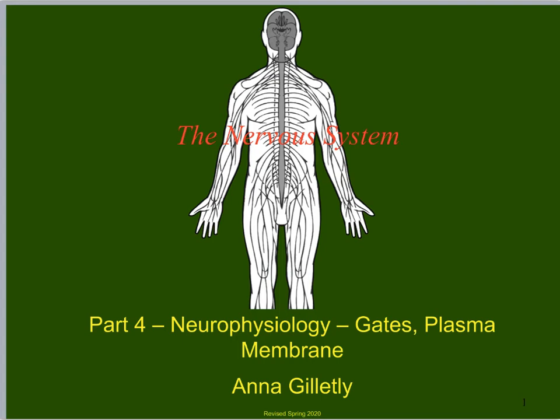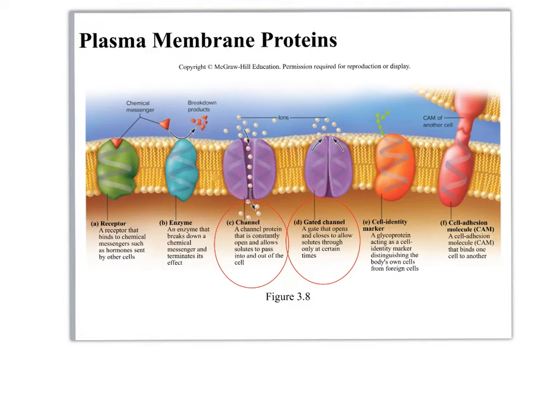All right, Anna here, and we're going to talk about part 4 of the nervous system on neurophysiology. We're going to talk about the different types of gates that you have and how they interact with the plasma membrane.